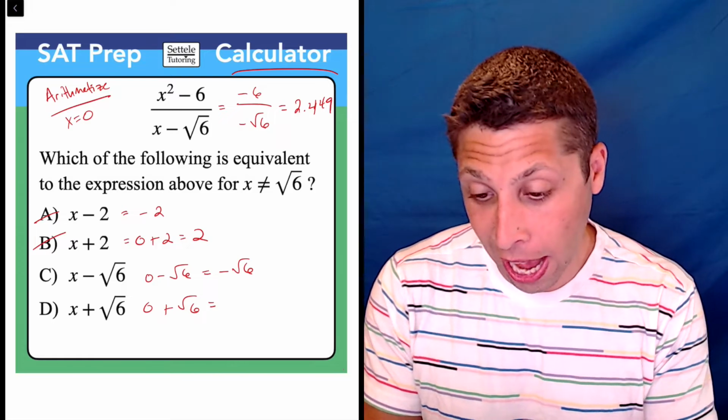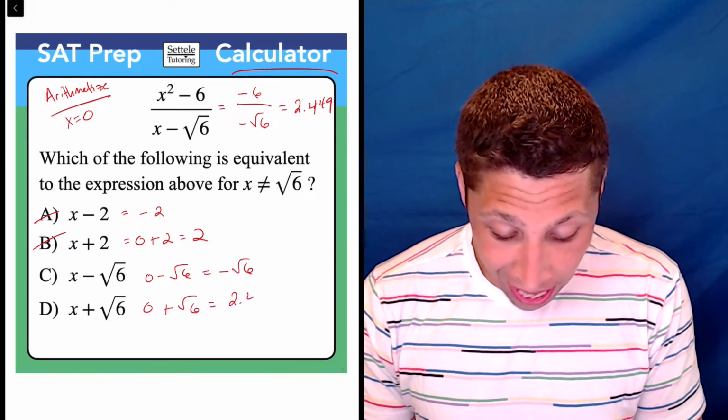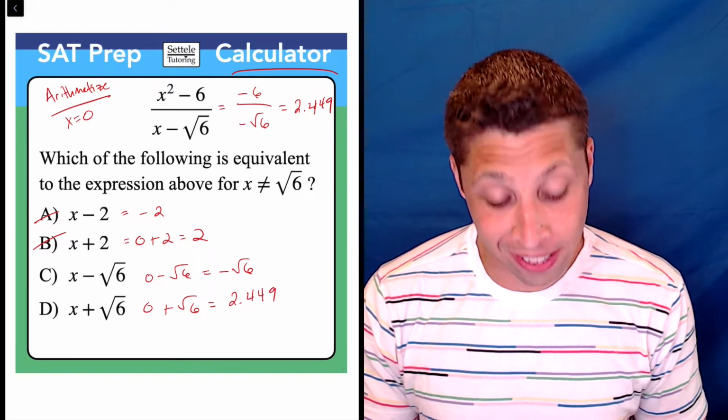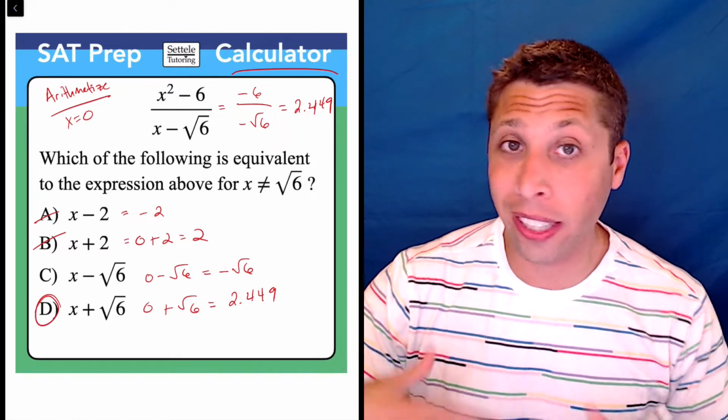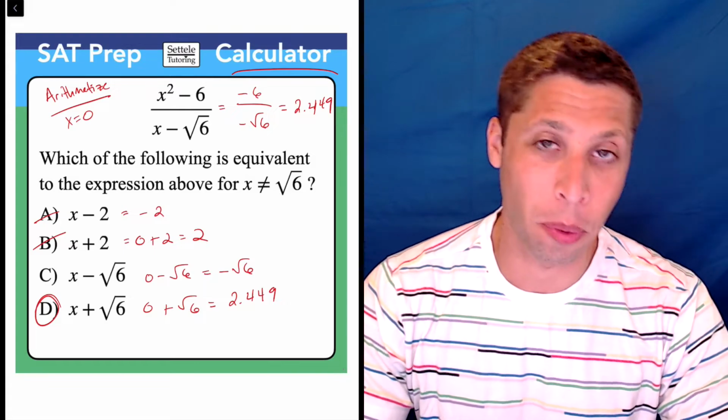I already know what's going to happen. But when you do, you're going to get 2.449, the same number we got before, proving that choice D is correct. And it is the only one that comes close. It is the only one that gives us the number we were looking for.